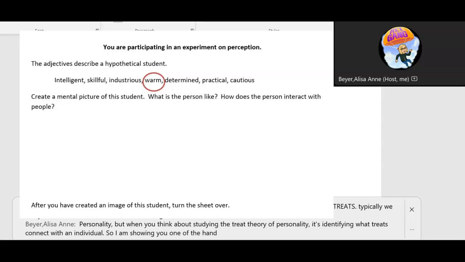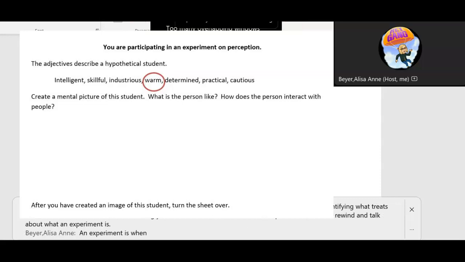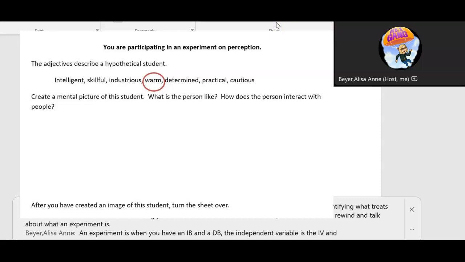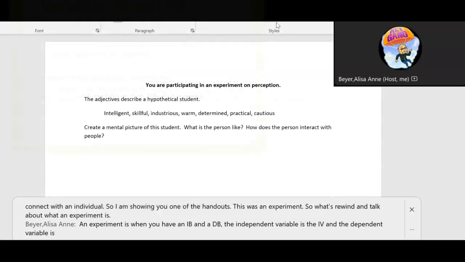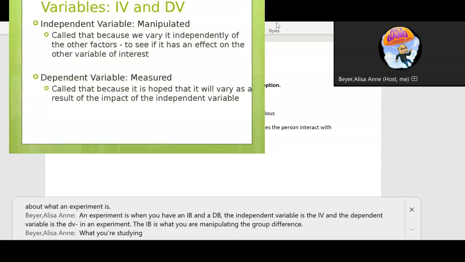This was an experiment. So let's rewind and talk about what an experiment is. An experiment is when you have an IV and a DV. The independent variable is the IV, and the dependent variable is the DV. In an experiment, the IV is what you are manipulating, the group differences, what you're studying. The DV is your outcome variable. Everyone gets the outcome measure. Everyone gets the same DV.